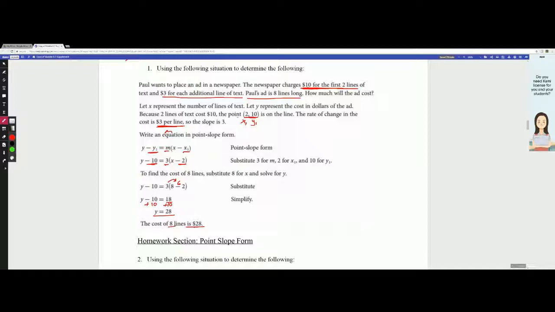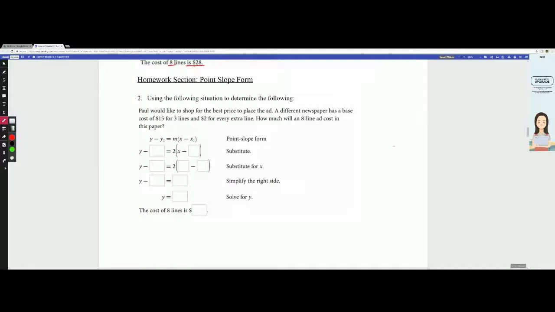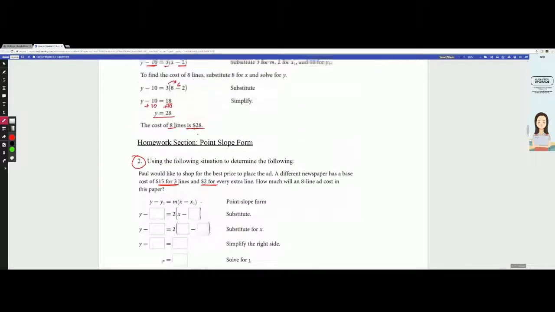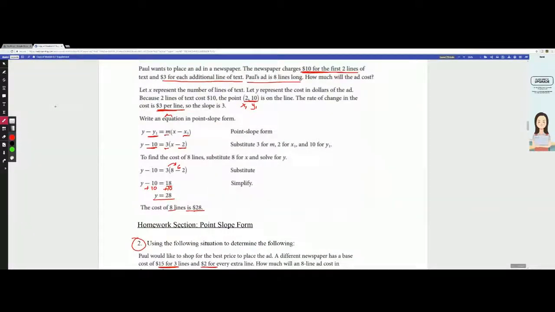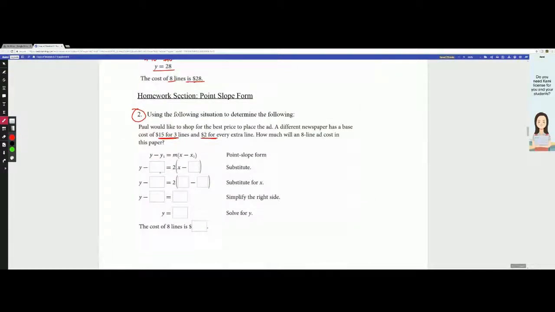So this is how we use point slope to determine a certain other point in our relationship, in our situation. So go ahead. Number 2 is going to be homework. That's for you. Same situation as earlier, okay? So what's your slope? And then what's your coordinate? Okay? What's my x? What's my y? It's very identical to the first one. So figure out what's your x, figure out what's your y, and then just substitute. You can use the fill in the blank.